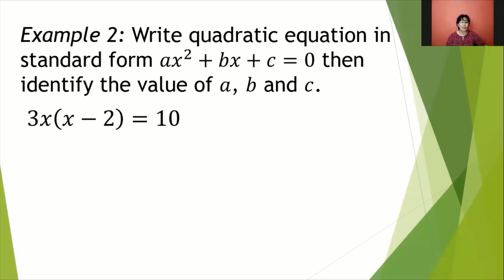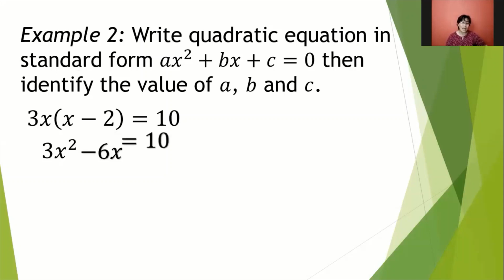Now, example number 2. Write the quadratic equation in standard form, ax squared plus bx plus c is equal to 0. Then identify the values of a, b, and c. Last time, we recalled the multiplication of monomials and binomials. The given here is 3x times the quantity x minus 2 is equal to 10. The first thing we do is analyze the given mathematical sentence. We have to expand the product. 3x times x is equal to 3x squared. Then 3x times negative 2 is negative 6x. But see to it that you equate the whole equation to 0, meaning the right side of your equation is equal to 0.